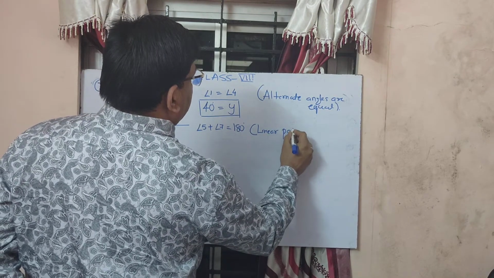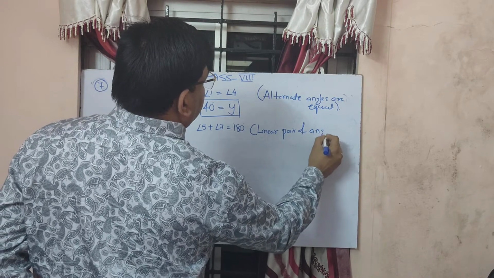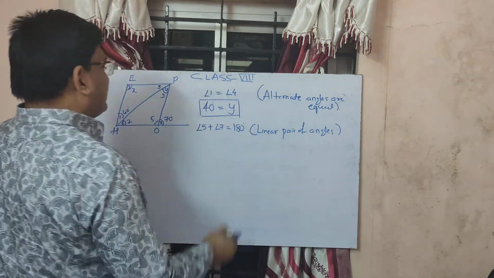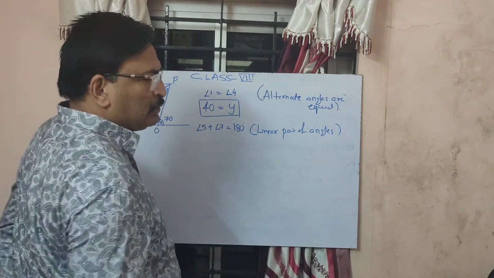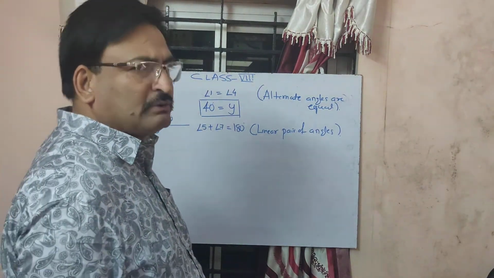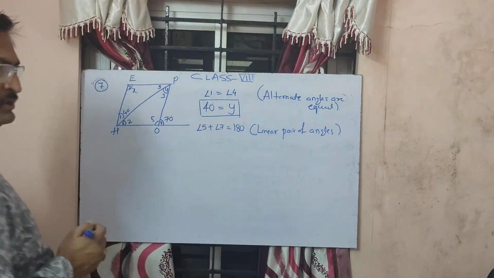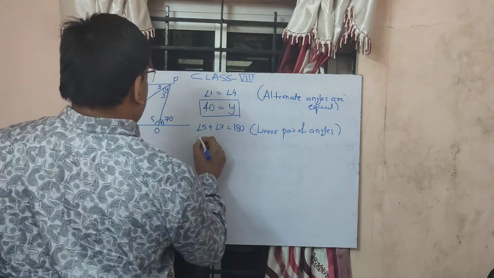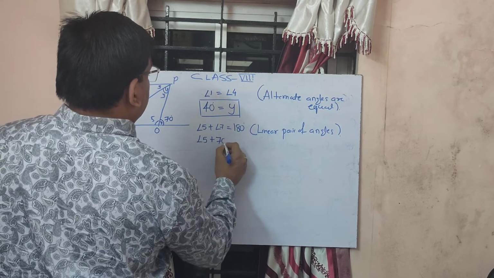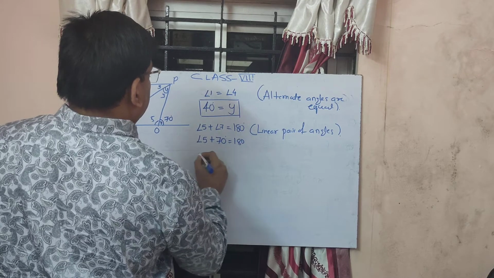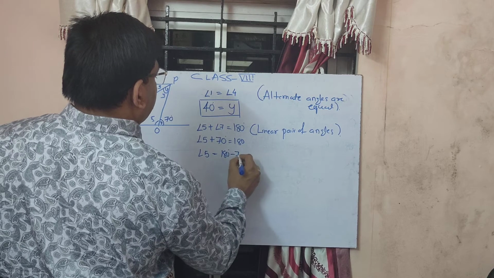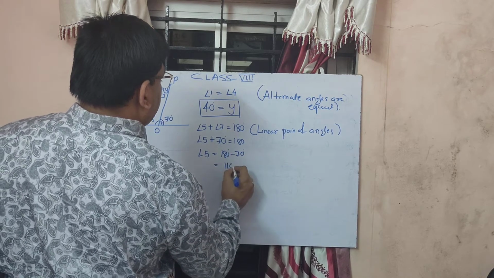Linear pair of angles. It means angle 5 plus angle 7 is always equal to 180, because the angles formed on a straight line are always equal to 180 degrees. Now we don't know angle 5, but we know angle 7, that is 70 degrees. So angle 5 is equal to 180 degrees minus 70 degrees, that is equal to 110 degrees.